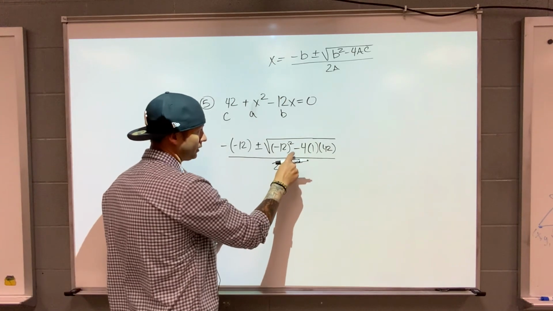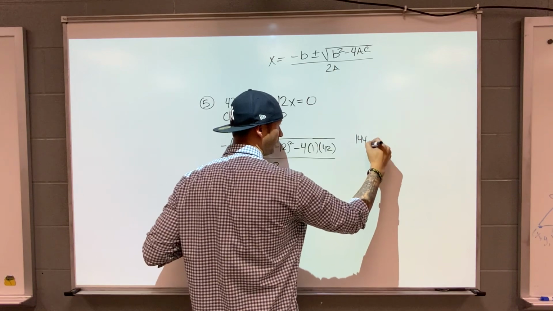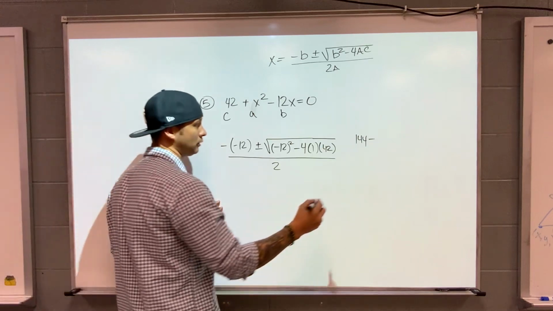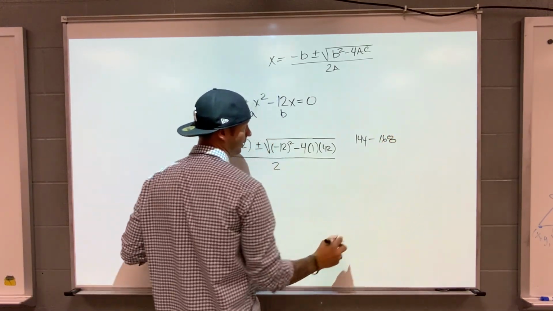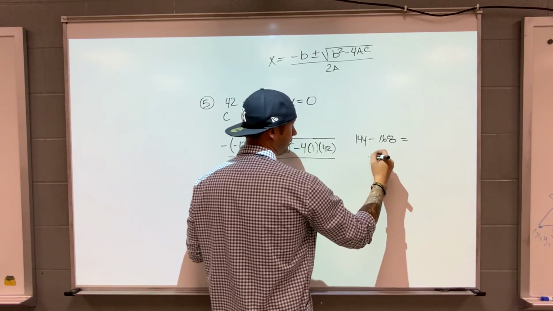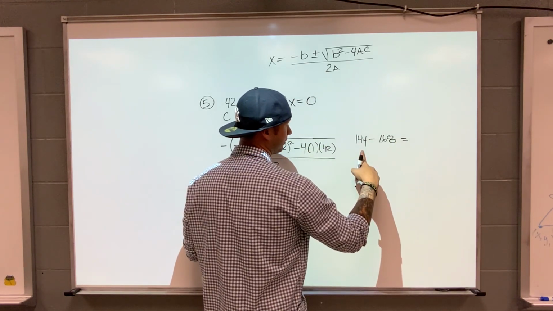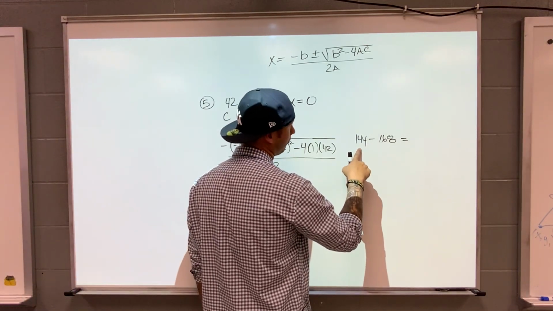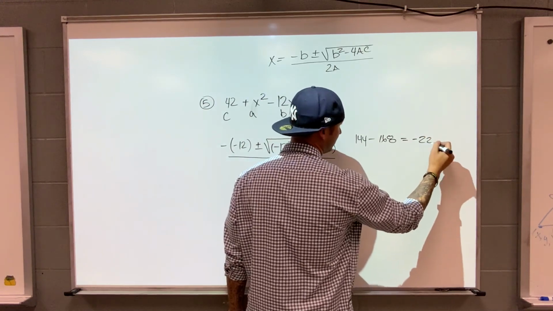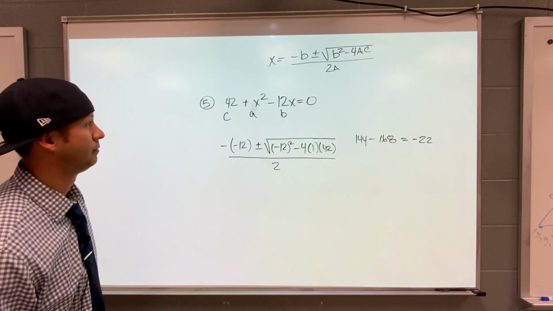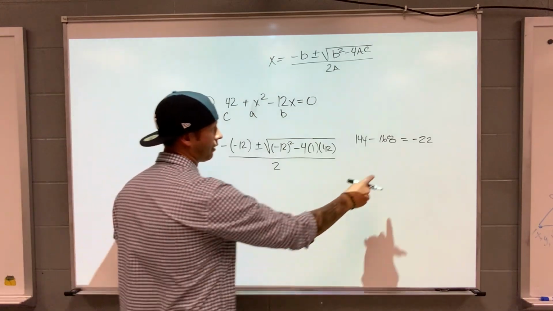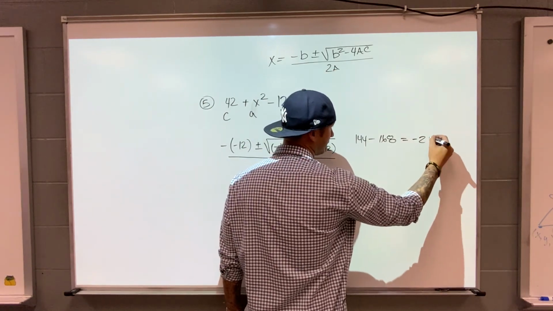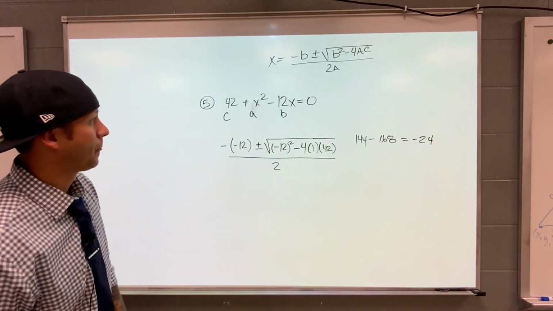Okay, quick discriminant check. We got 144 minus 42 times 4. So 4 times 2 is 8. 4 times 4 is 16. It's definitely going to be negative. So this is going to be, what is that? 20, 22, negative 22. Seems about right. Like if I add that here, 60, no, 24. Negative 24.